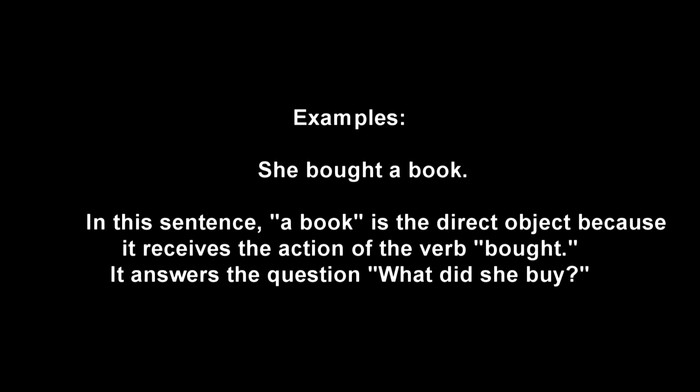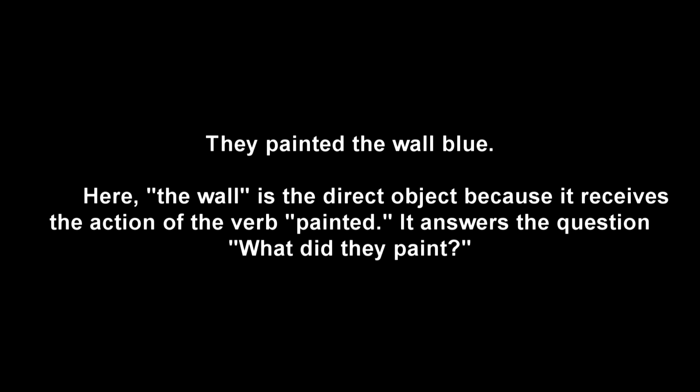Examples: She bought a book. In this sentence, a book is the direct object because it receives the action of the verb bought. It answers the question, what did she buy? They painted the wall blue. Here, the wall is the direct object because it receives the action of the verb painted. It answers the question, what did they paint?